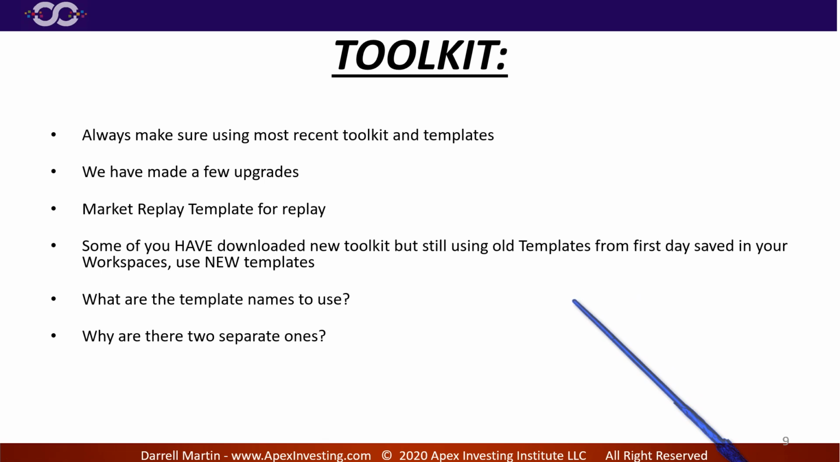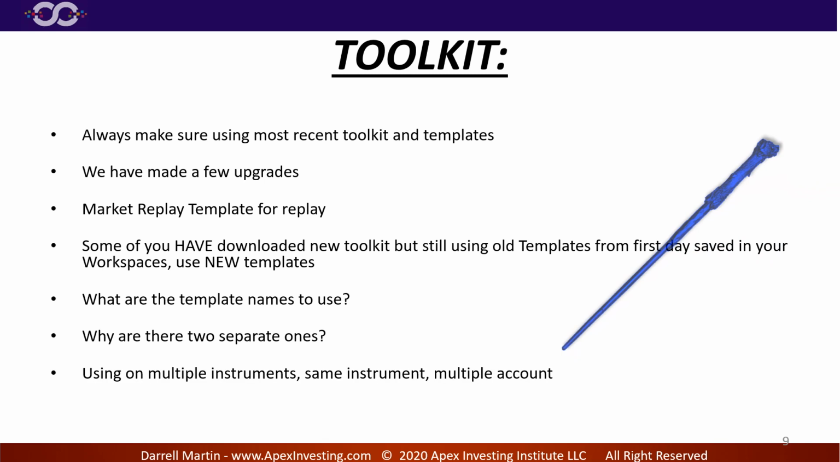Why are there 2 separate ones? You'll see a semi-auto and a semi-auto 2. The 2 is for if you're running another instrument or the same instrument on 2 different accounts. Use the second one so the logic doesn't get confused because they have the same logic in them. So if I have oil and I have NQ, I'm going to use semi-auto on one, semi-auto 2 on the other. Or I may use semi-auto advanced on one and semi-auto advanced 2 on the other. So use those different names for that purpose. So different instruments, same instrument, whatever.